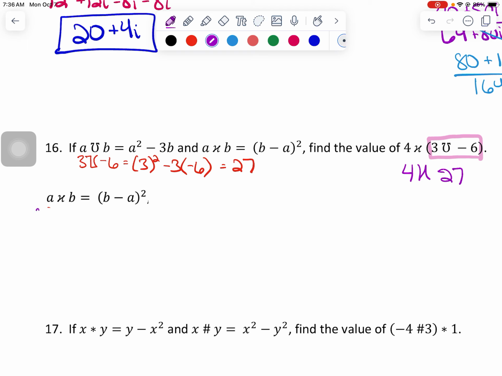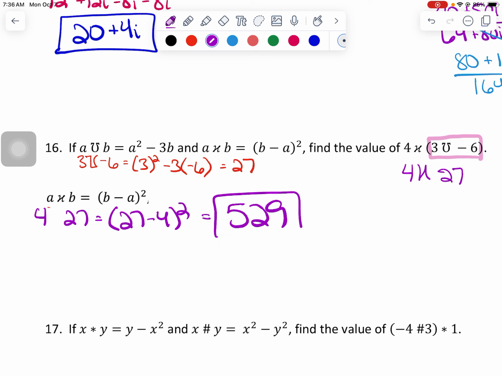All right, so this is going to be 4 and then 27. So let's see, 27 minus 4 squared. So 27 minus 4 quantity squared. I'm going to get this is equal to 529. And in terms of answers, don't box up both of these. This is the final answer. This is the only one I'm looking for. All right, so number 16 is done.